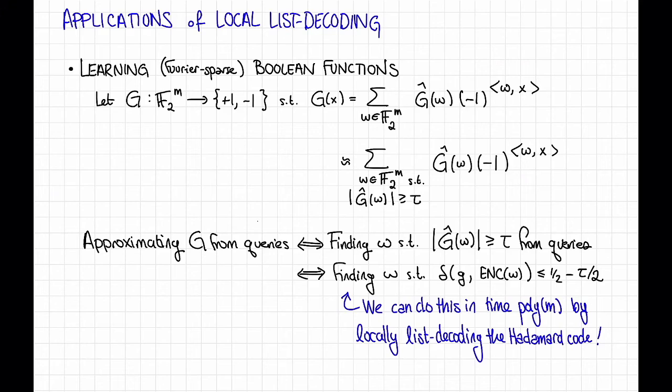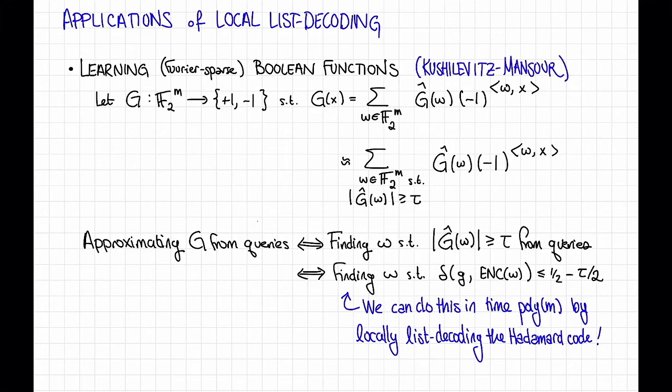Notice for this application, we really needed both the local part and the list part. We needed the local part, since our desired running time, polynomial in m, is sublinear in 2^m, the length of C. We needed the list part because this radius that we were after had to go all the way up to 1/2. If we only did unique decoding, we'd only be able to go up to 1/4. So this is one application of local list decoding.